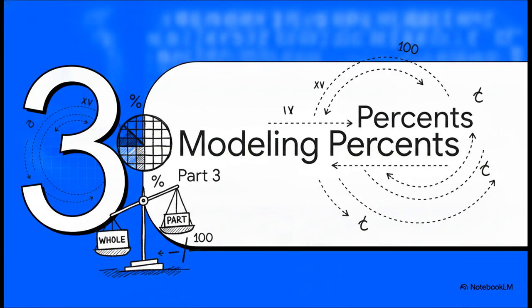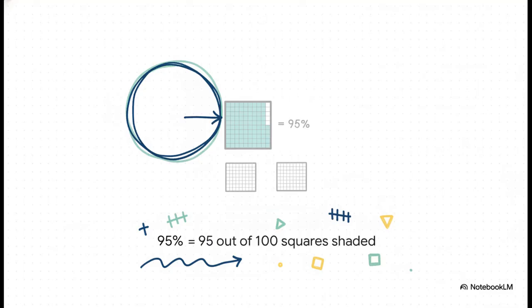Now, fun fact, the word percent literally translates from Latin to mean for each 100 or per 100. And looking at a 10 by 10 grid is the absolute perfect visual anchor for this concept. A percent is always a part-to-whole ratio.